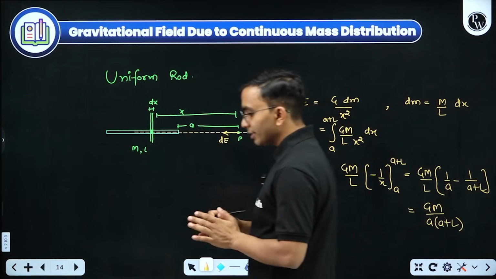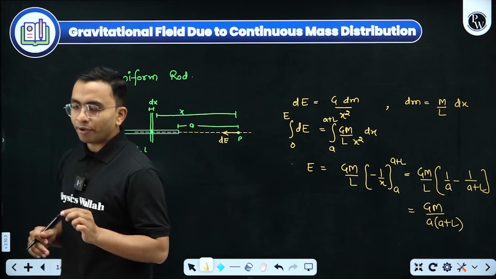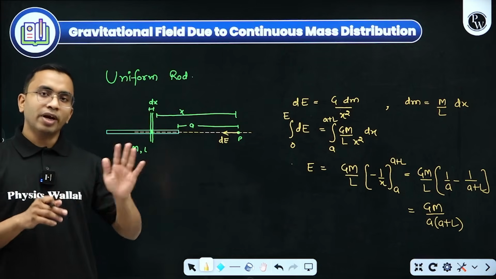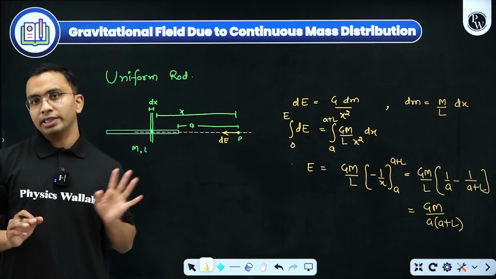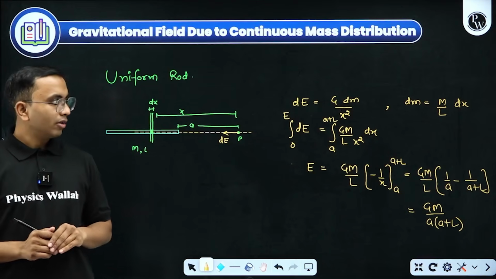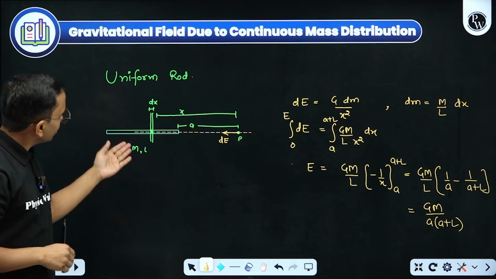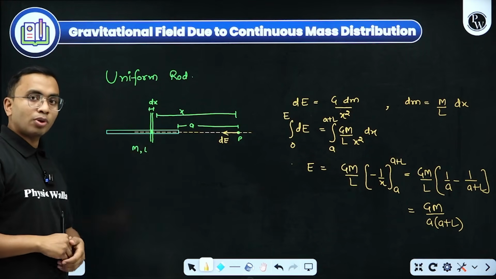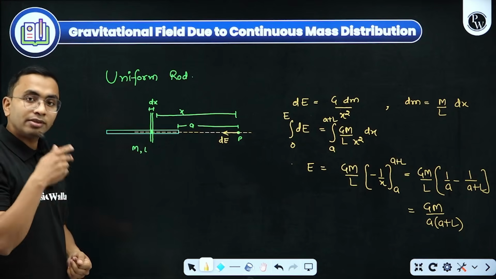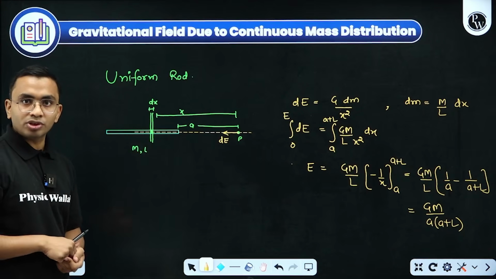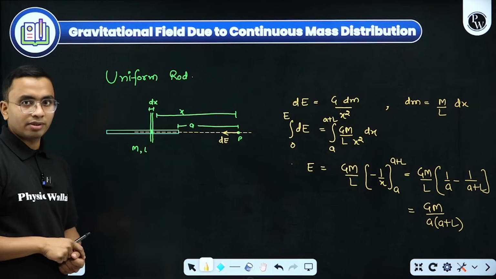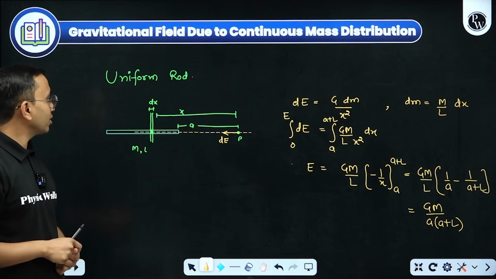Whenever there is a shape which is not a point mass, if you need to find the field there, you need to do integration. Now such a question can come. This is a uniform rod. What if the rod is not uniform? Then the mass per unit length will be given in the question. You need to use that to find it. We'll do a question asked in mains.